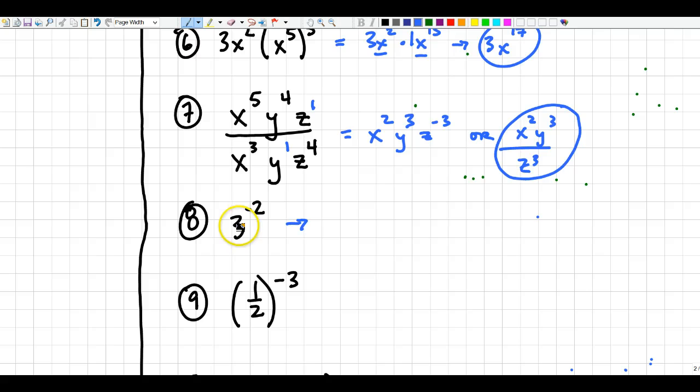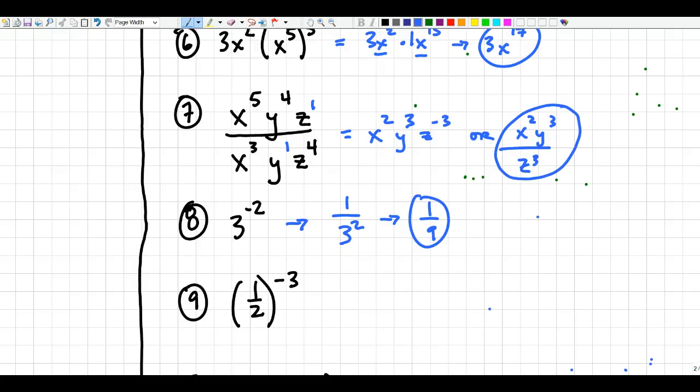So remember, negative exponents take the base and flip it over. So I'm going to write 1 over 3. The power travels with it. As soon as it gets flipped over, it becomes positive again. So the 3 and the 2 stay together, but the 3 moves to the bottom of the fraction. So now I'm going to simplify. 3 squared is 9, so I simply get 1/9 there.